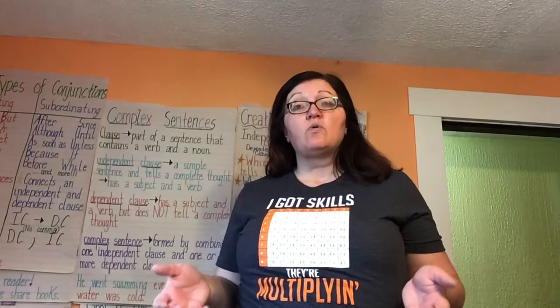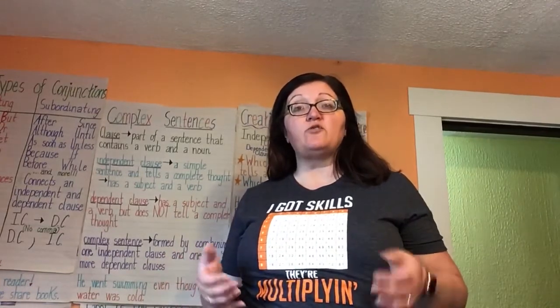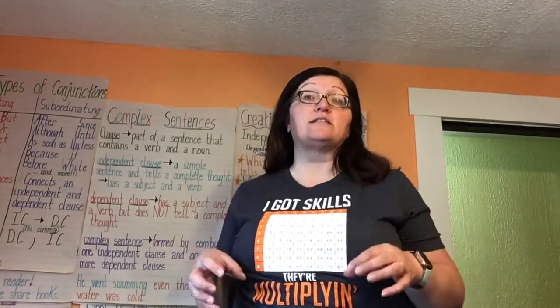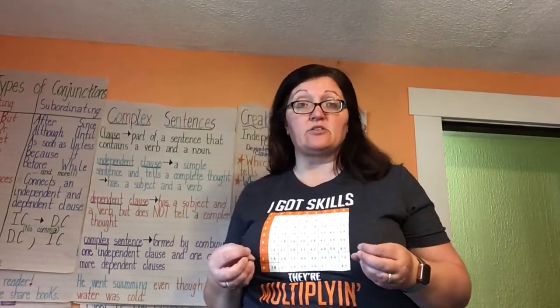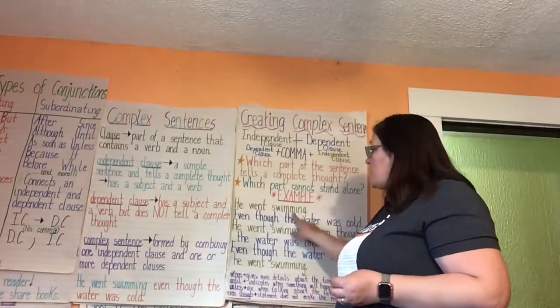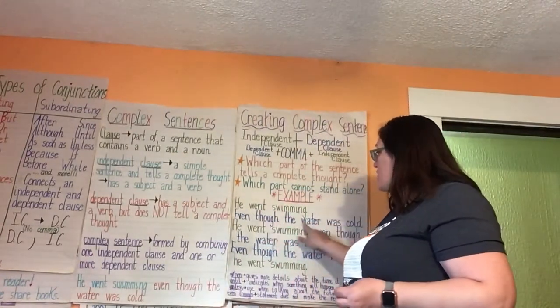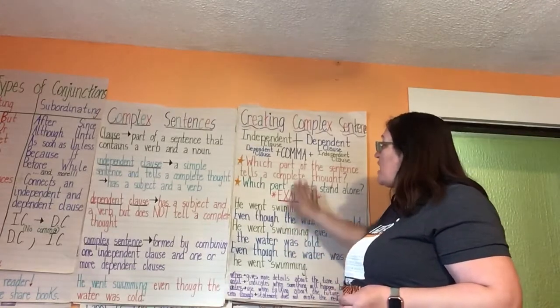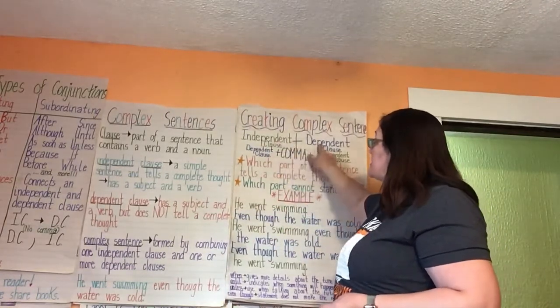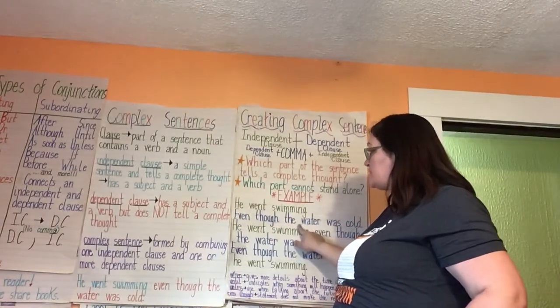So today's assignment is they're going to give you two sentences. They're actually just going to give you the two clauses and you have to put them together in a complex sentence. So that's what my example is today. So he went swimming, even though the water was cold. And I, again, color coded everything. So everything that's green is the independent clause. Everything that's blue is the dependent clause.